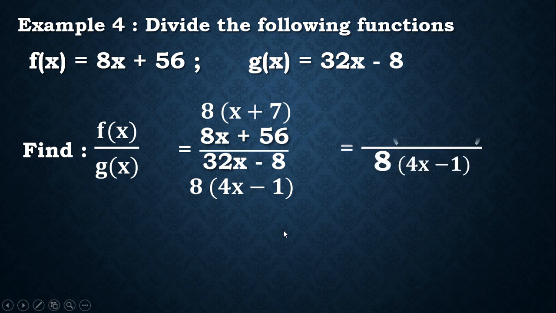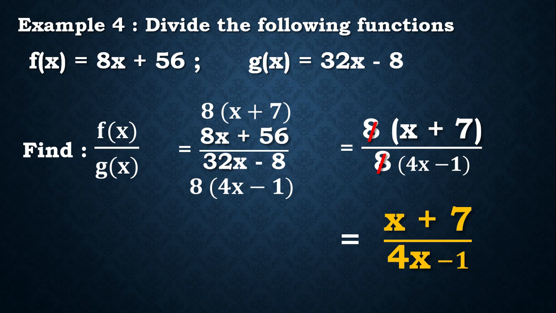Next step, we have to cancel the common factor. In this, we have the common factor, which is 8. And we have to cancel it. For our final answer for example number 4, we have x plus 7 over 4x plus 1.